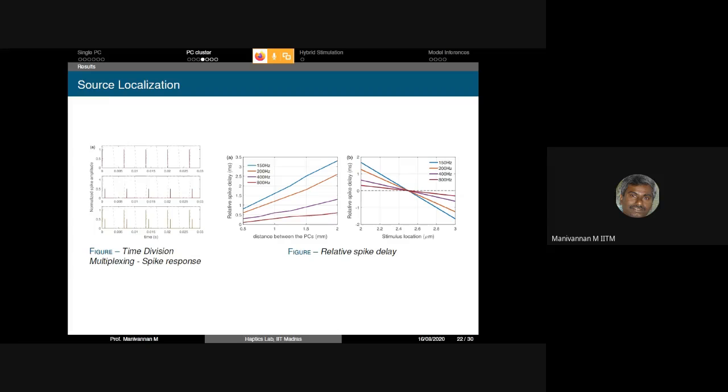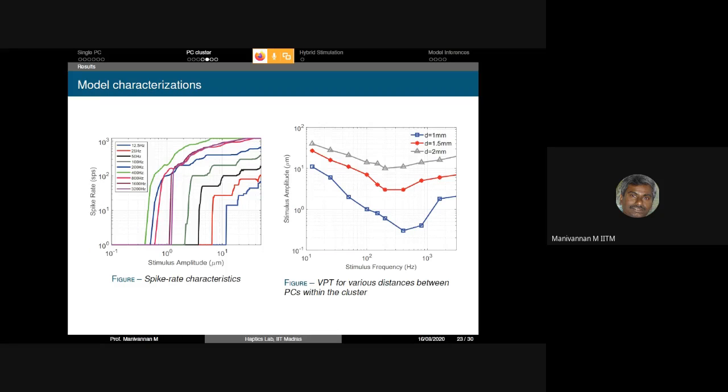We used a very well-known communication algorithm called time division multiplexing. This is how signals from two different PCs are multiplexed and then connected to the brain. We generated the spike rate characteristics and the threshold characteristics again, like for a single PC. We found that the spike rate characteristics are no different from the single PC. It's almost the same, whereas threshold characteristics were different. This again has a lot of practical use.